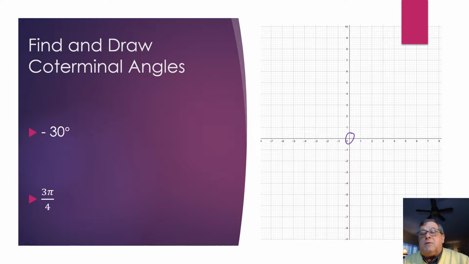Now let's think about this rotation for a moment. If I begin here at the x-axis and I'm drawing a positive angle, I'm going to move in a counterclockwise direction. We can also have negative angles, which means I'm going to go from the x-axis in a clockwise motion, and that gives me a negative angle.